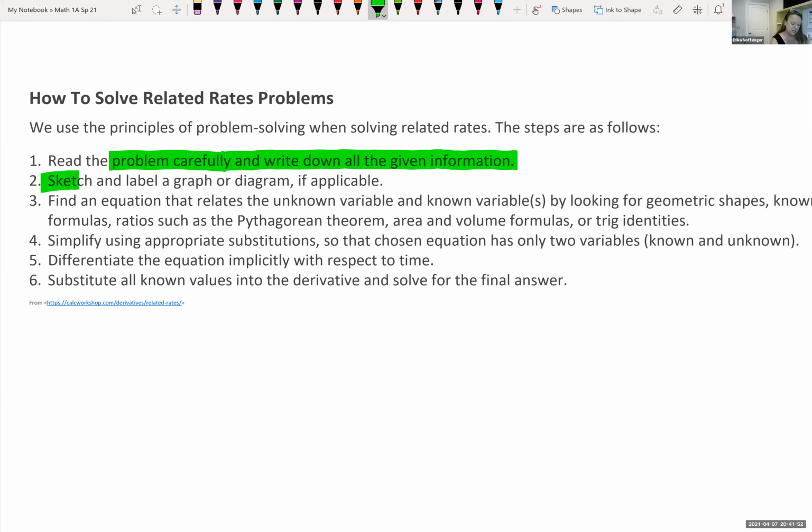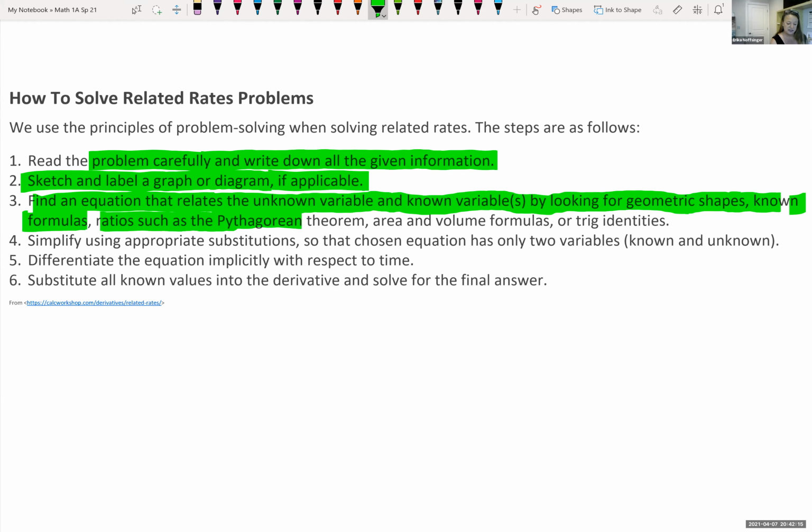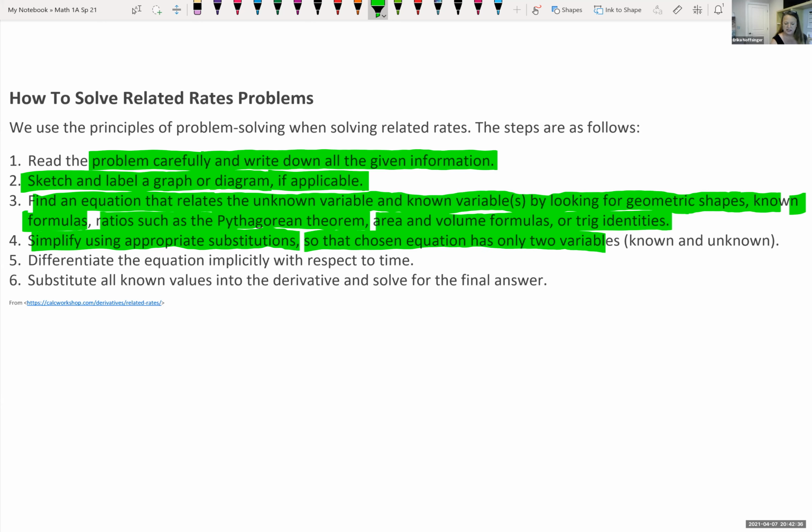Then we need to find an equation that relates the unknown variable and known variables by looking at either geometric shapes, known formulas, ratios such as Pythagorean Theorem, so if we're dealing with a right triangle, area or volume formulas, maybe trig identities. We need to relate these equations somehow together, and we want to simplify using appropriate substitution. So choose an equation that only has two variables, the known and unknown.